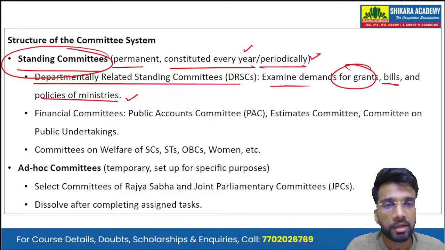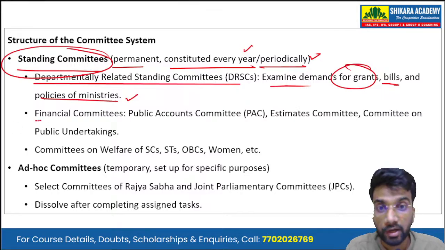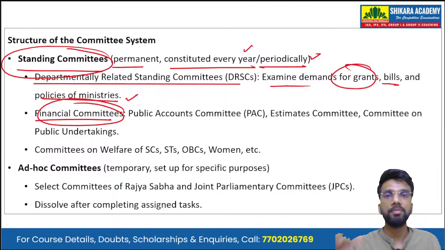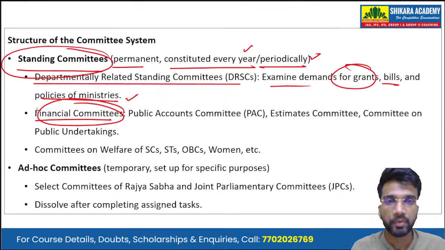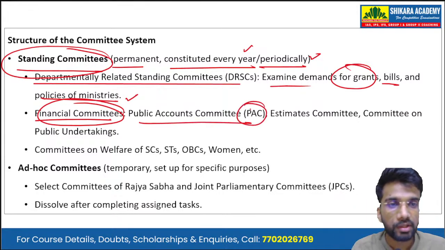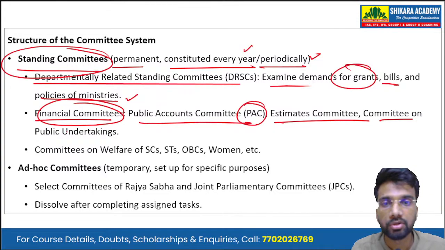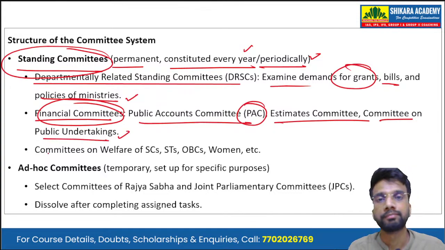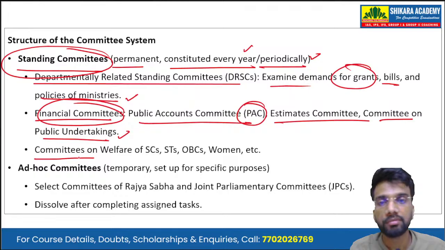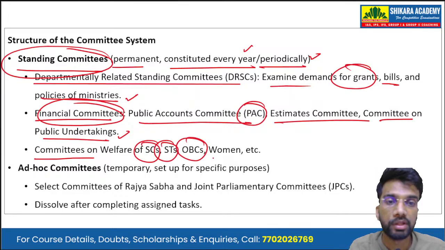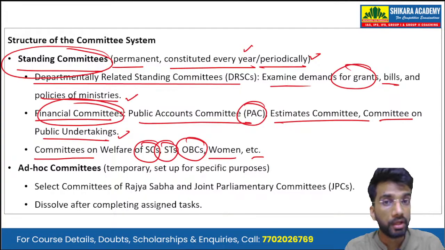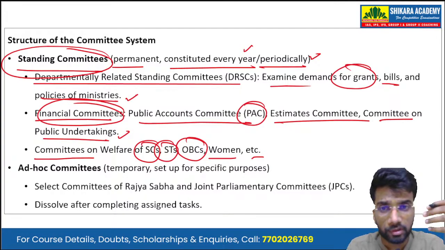The second type of standing committees that we have are the financial committees, and we have three major financial committees: the Public Accounts Committee, PAC, the Estimates Committee, and the Committee on Public Undertakings. Thirdly, we have the standing committees on the welfare of Scheduled Castes, Scheduled Tribes, OBCs, women, etc., that is, on the welfare of the vulnerable groups.